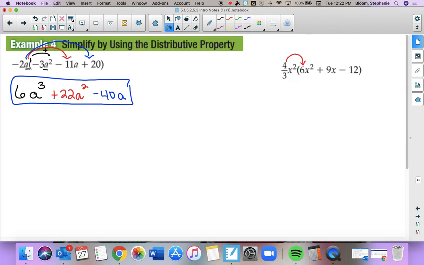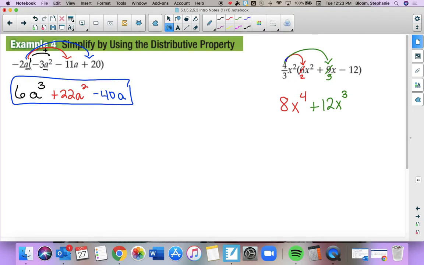So 4/3 times 6. So remember, 3 goes into itself once and into 6 2 times. So what does that give us? 8. X to the 4th. Good. And now we're going to do 4/3 x squared times 9x. So again, 9 would be on top, 3 is on bottom. 3 goes into itself once and into 9 3 times. So what does that give you? 12. Good. X cubed.